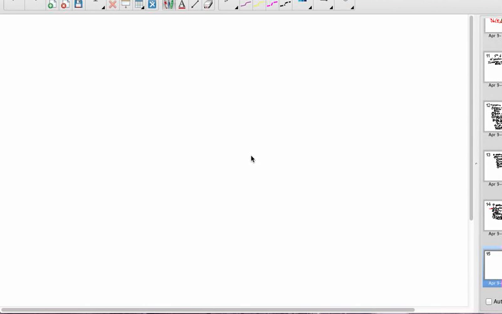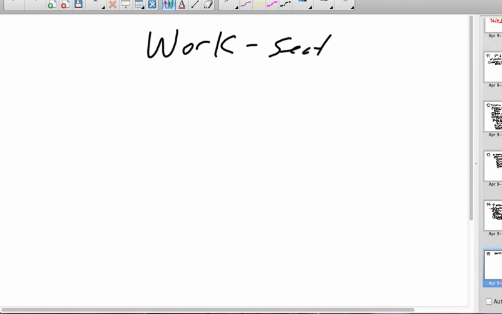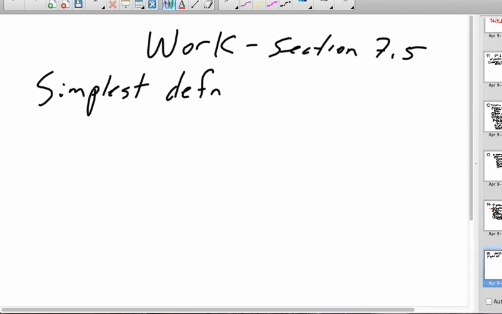Okay, so we're going to be dealing with a section on work. I think it's 7.5. Okay, the very basic, or the simplest definition, but also the least useful, is algebraically work equals force times the distance over which you apply it.